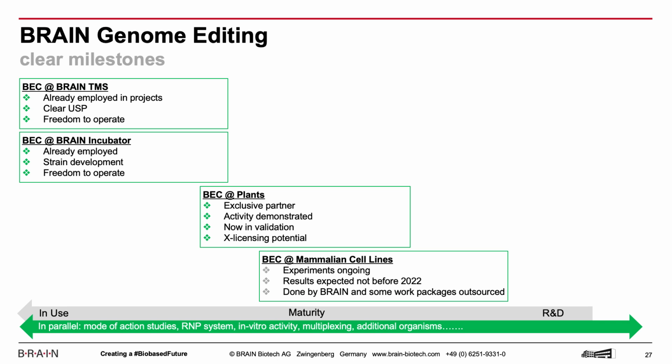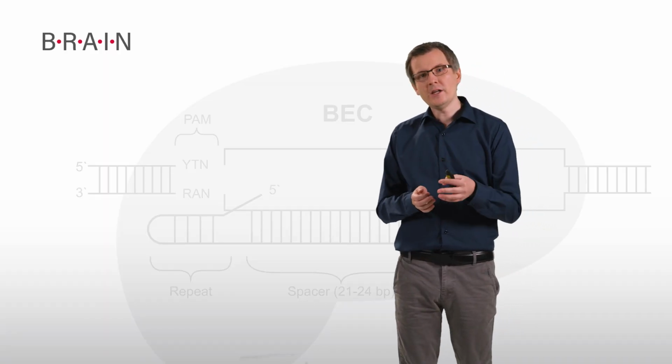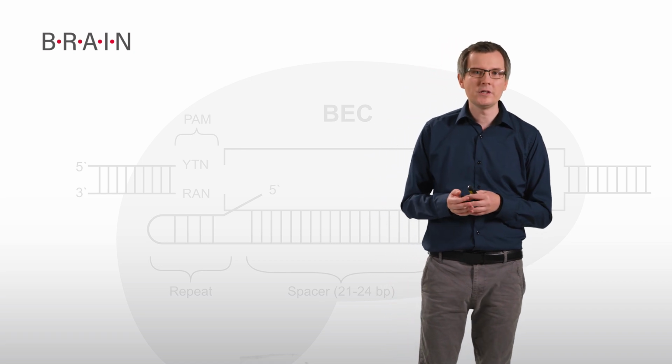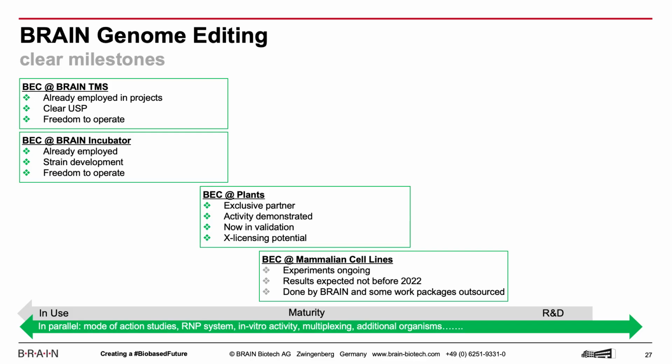And then we would like to also give sub-licenses together with our partner to other agriculture companies. At BRAIN, we are currently focusing on mammalian cells mainly, which means that we are working on different cell lines, human cell lines, and the experiments are still ongoing to prove the activity and the genome editing specificity of our BEC protein in human cell lines. And we are expecting results by 2022.